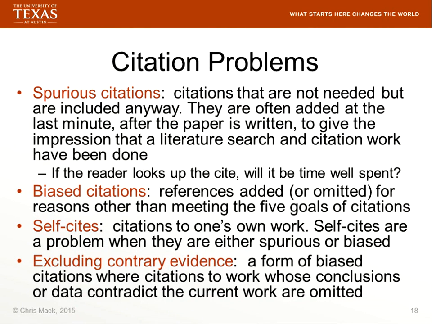Some of the problems that we often see in the publishing world with citations are something like this. Spurious citations, that is, including citations that are not needed. You need 20 citations to make it look good, so you just throw in a bunch that are on the same topic, sort of. Don't do that.